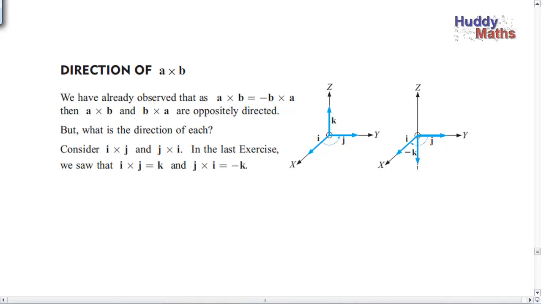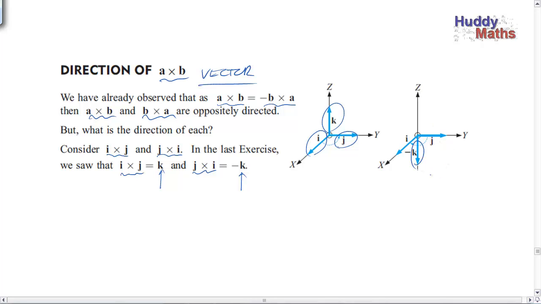And I think you saw with the physics application that we've got to have a direction. A cross B is a vector, so where does it go in 3D land? A cross B is equal to neg B cross A, and A cross B and B cross A are oppositely directed. You can do this with components. But what is the direction of each of them? If you do i cross j and j cross i, we saw in one of the exercises i cross j was equal to k and j cross i was equal to neg k. So let's look at it. i cross j went up there. So there's our cross product. And here j cross i went down there.